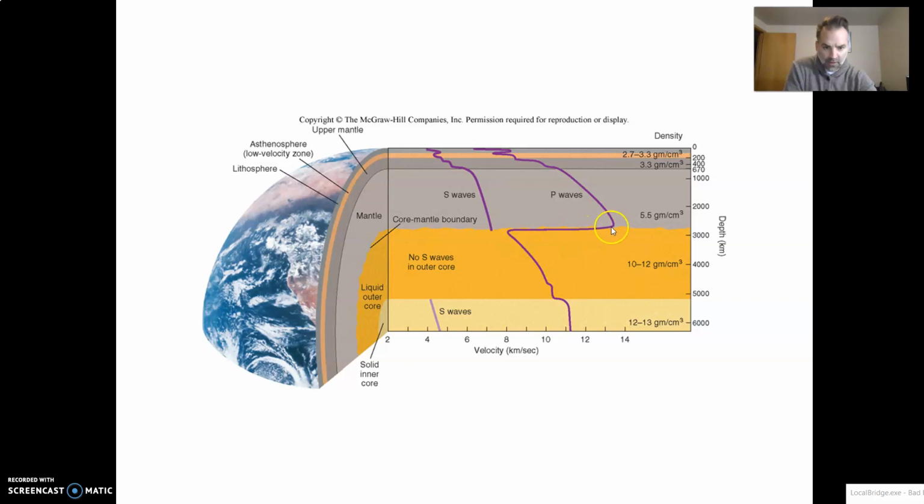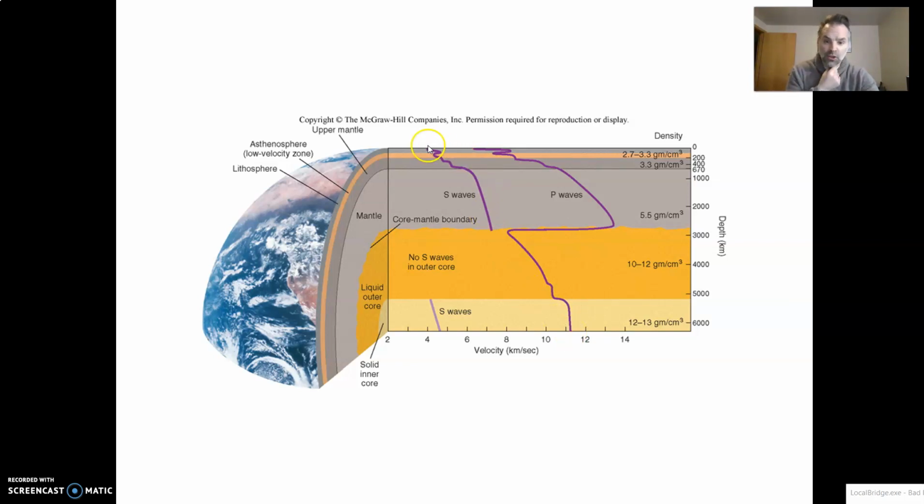Okay, and then your velocity. Your velocity is down here. So you have a decrease in velocity because you're entering a region where your density is changing, and then your velocity is gradually increasing a little bit as your density increases. And then right when you get to the inner core, it looks like you have a little increase in velocity, and then it increases a little bit around this bend in here. So that would be your P wave.